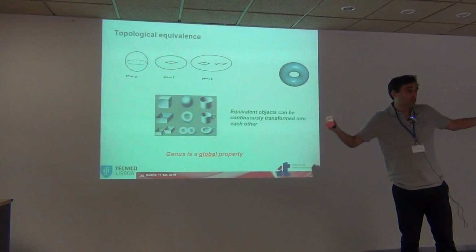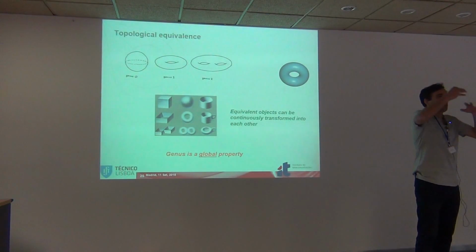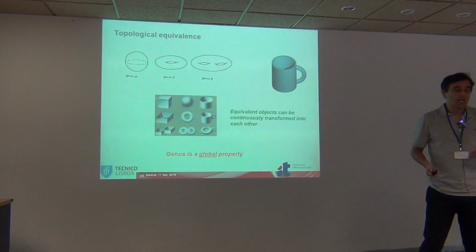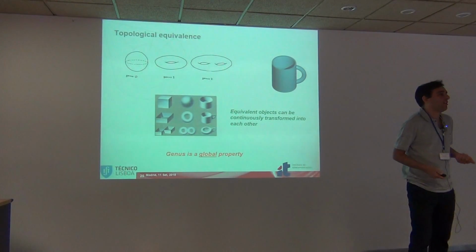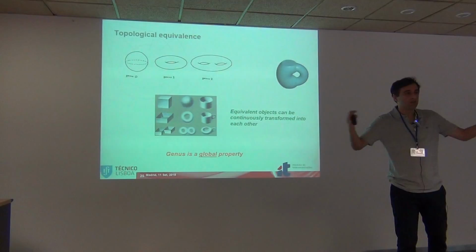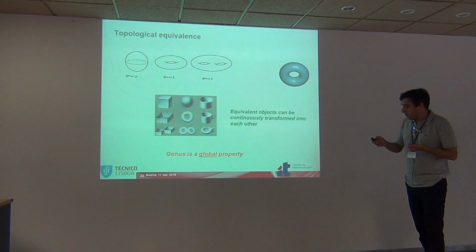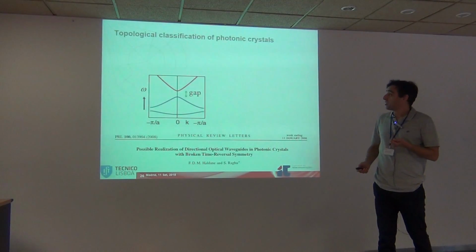And so this is a global property. Locally you can change a lot, but in global terms, this property stays the same. It turns out that these invariants also appear in other contexts, and actually in physical systems. And I want to focus on photonics.